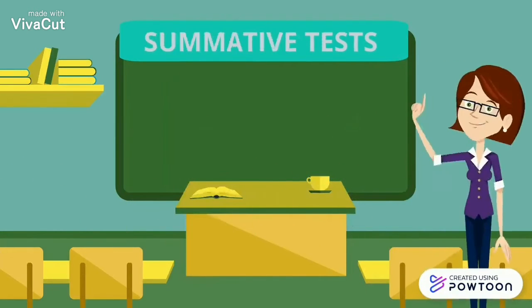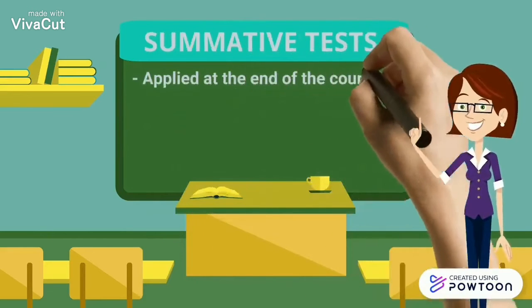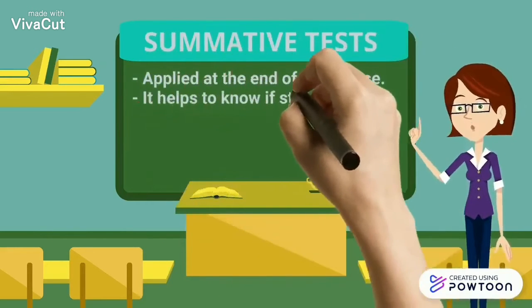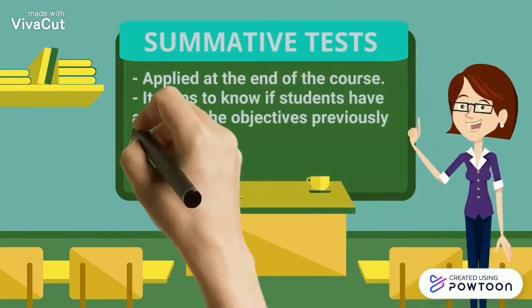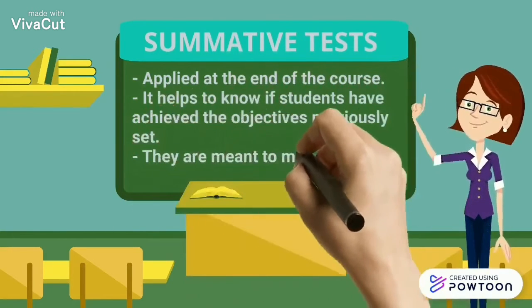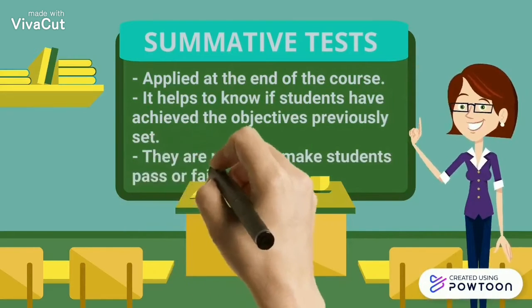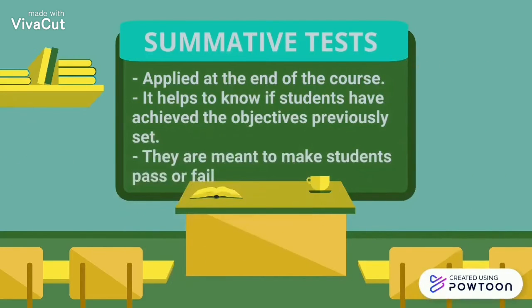Summative tests. They are applied at the end of courses, and their objective is to see if students have achieved their objectives set on the syllabus. These types of tests are commonly used in our educational system and are meant to make students pass or fail.